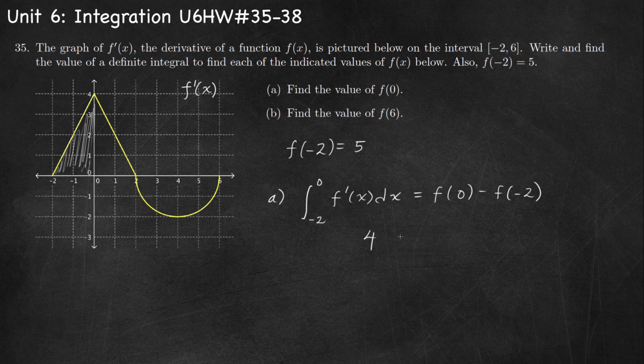So on the left, that integral is equal to 4. On the right, f of 0 is unknown, minus f of -2, I do know, it's 5. And now I can add 5 to both sides of the equation, and I get f of 0 equals 9.